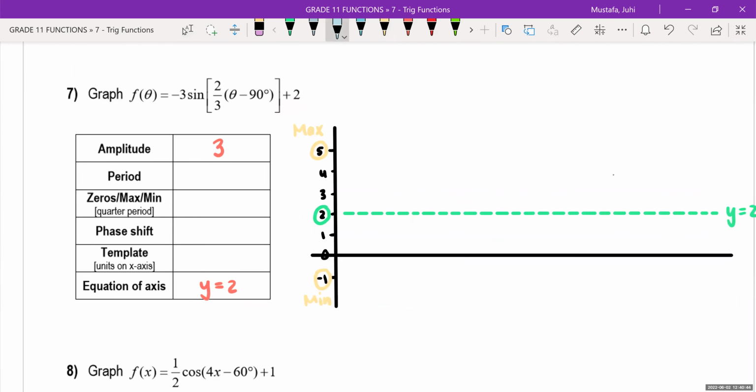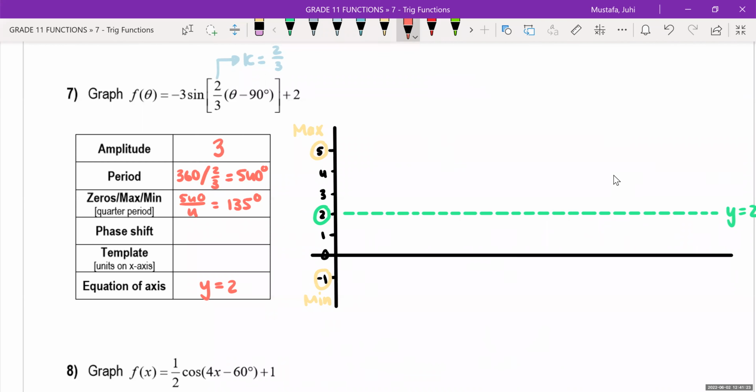You guys, what is the k value in this question? K is equal to 2/3. So when we're figuring out our period, remember period is equal to 360 divided by k. It's going to be 360 divided by 2/3. You can take the reciprocal, so 360 times 3 divided by 2 in your calculator, and I get a period of 540 degrees. The quarter period is 540 divided by 4, which is 135 degrees.